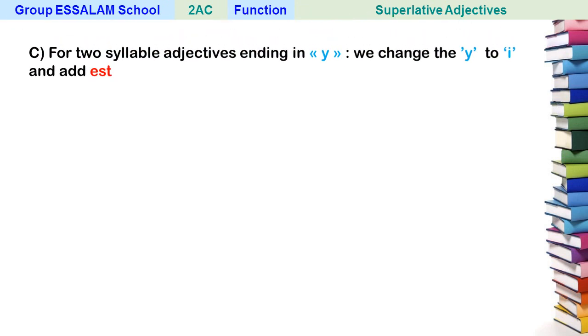C. For two-syllable adjectives ending in Y, we change Y to I and add est. The same here. So we are still in the short adjectives. Here we have the adjectives that contain two syllables and they finish in Y, so we change the Y to I, like busy, two syllables. So this adjective finishes in Y, so we drop the Y and we replace it by I and then we add est. Busy, the busiest. Easy, the easiest. Also easy, two syllables.